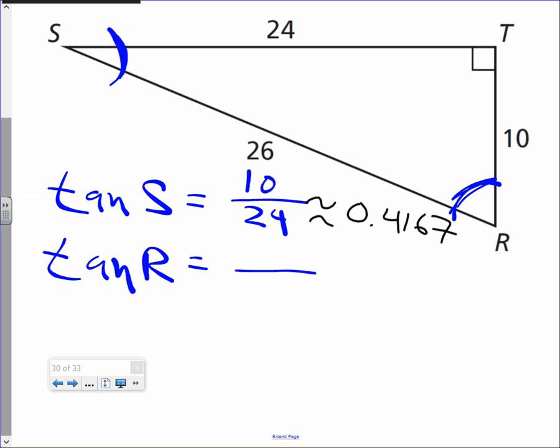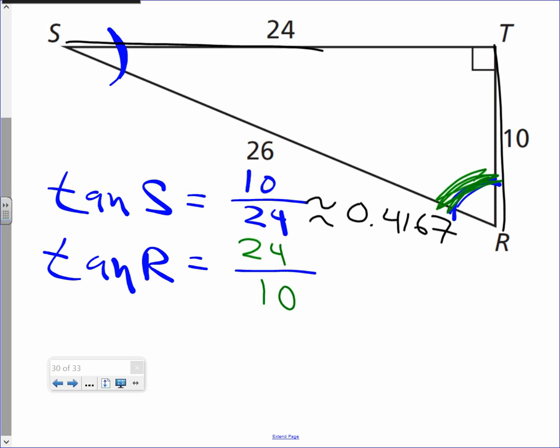So opposite of S was 10. Adjacent was 24. There's your ratio. Let's do opposite of R now. R I'll put in green. Here we go. There's R. Who haven't I picked on? Let's go Medina. What side is opposite to R? Nice. Mr. Ramirez, what side is adjacent to R? Yes, my bad. 10.